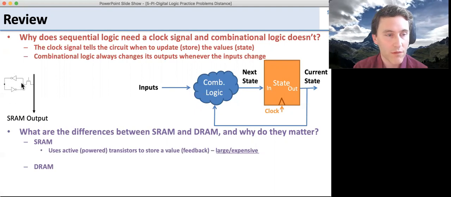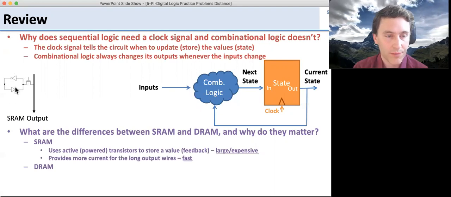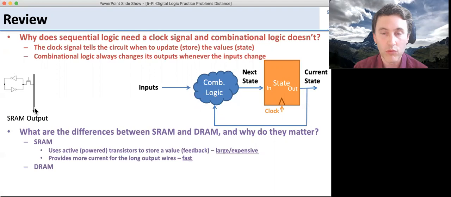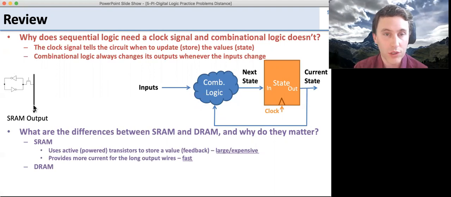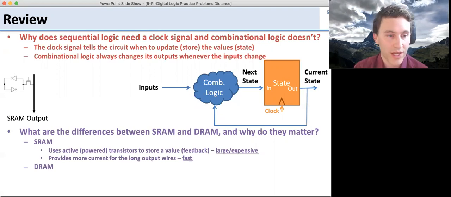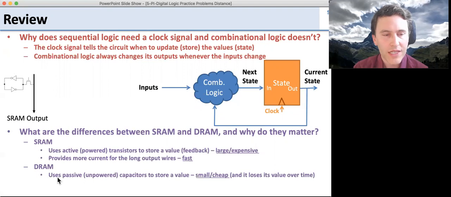If they send it out with a lot of power, that means you can make it quickly. So because you have more power, more current going out here, you can drive current out here onto the output wire. And even if it's a really long wire, you can change its voltage pretty quickly, which allows you to get fast output. DRAM is different.